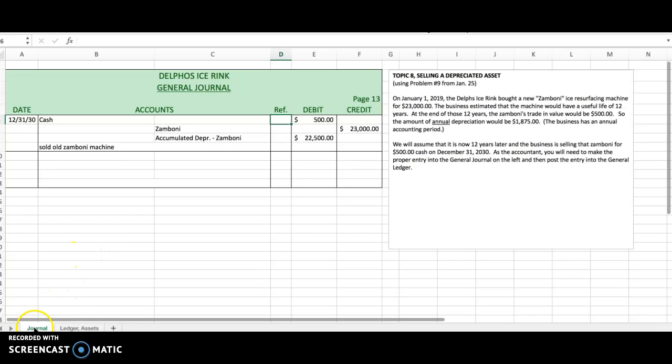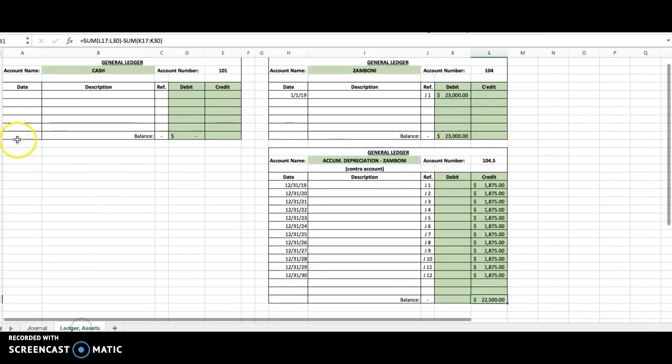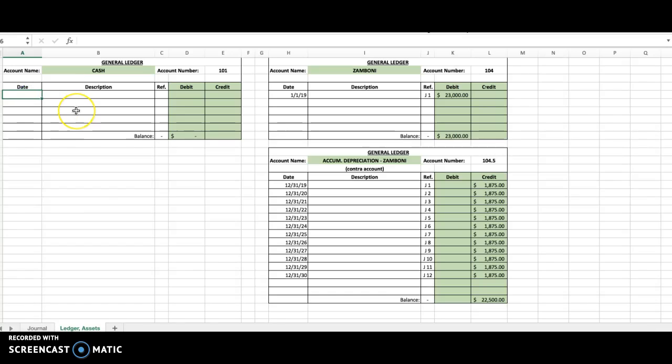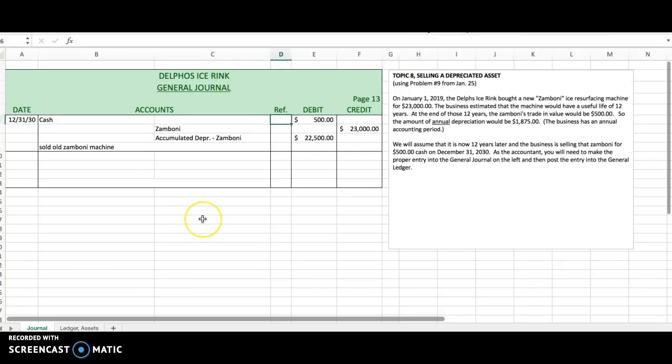And we'll go to cash on 12/31/2030. And it's a debit because we gained $500. That's all we sold it for. And this was, I think, journal page 13. And the 101 goes back into the journal as we always do when we post it.